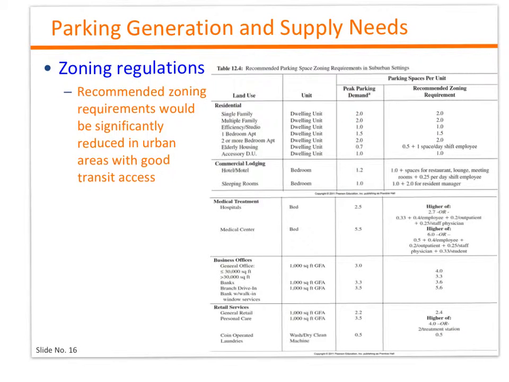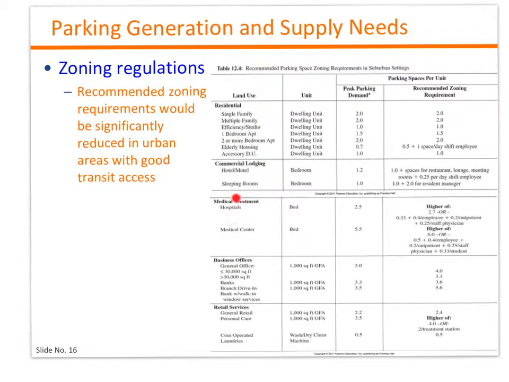So here we have Table 12.4 to give you some of the recommended parking space zoning requirements in suburban settings. For example, for a single family, the unit is dwelling unit, and we are recommending a peak parking demand of two spots. And the recommended zoning requirement is also 2.